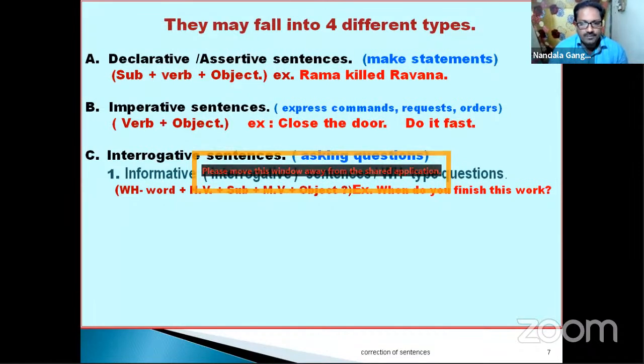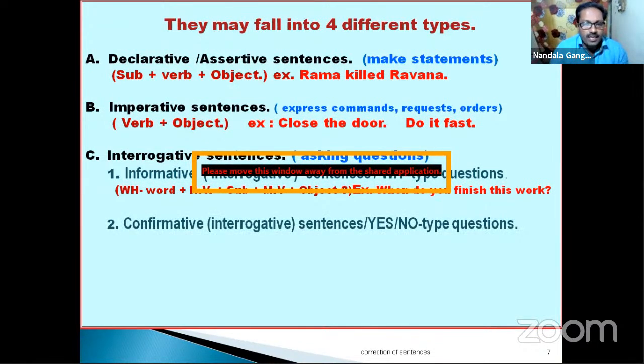WH word plus helping verb plus subject plus main verb plus object. If you take an example as per this structure: when do you finish this work? When is the WH word, do is the helping verb, you is the subject, and finish is the main verb. This work is the object. When do you finish this work? The WH words we may use are where, when, which, why, who, whom, whose, how. These are placed at the starting place of the sentences, and these kinds of sentences start with WH words and compulsorily end with a question mark.